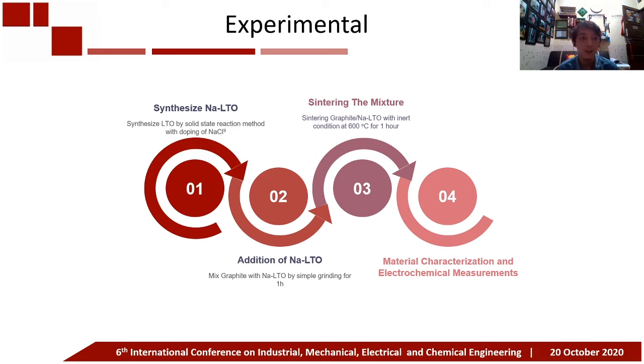The sodium lithium titanate oxide powder was mixed with graphite through a grinding process for 1 hour. The samples were varied by the amount of sodium lithium titanate oxide added to graphite, namely G-NaLTO1, a sample of graphite with 1% added sodium lithium titanate oxide, and G-NaLTO3, the sample with 3% sodium lithium titanate oxide added to graphite. The material mixture is then sintered for 1 hour at a temperature of 600 degrees Celsius under nitrogen conditions.